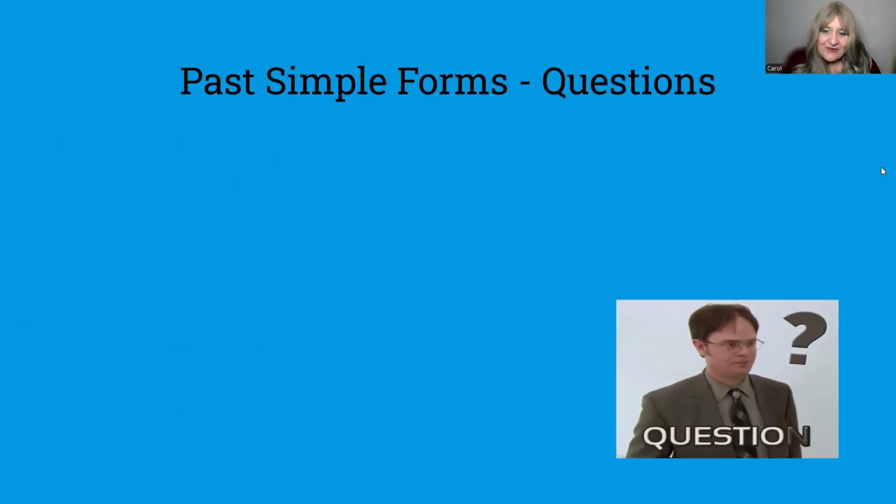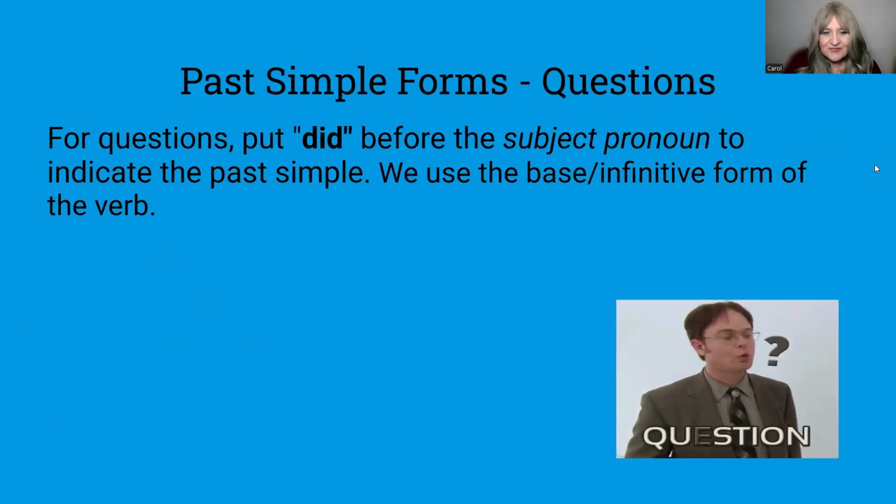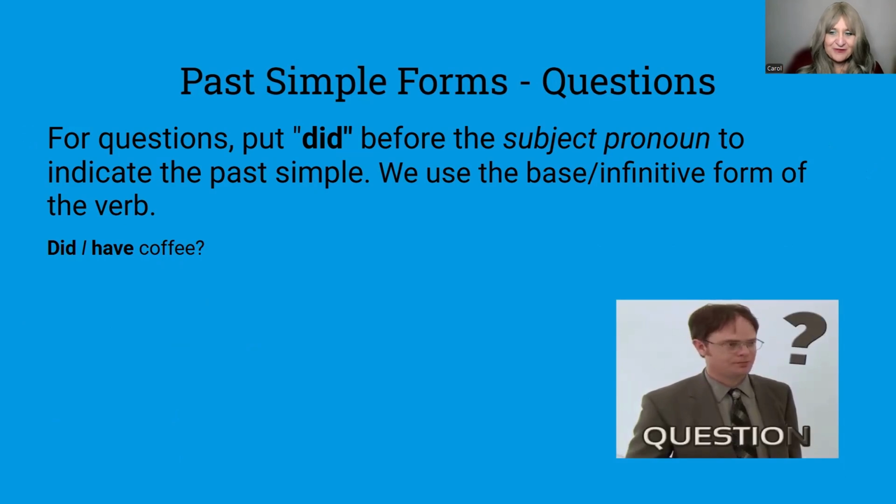Okay, so now let's have a look at how we form questions in the past simple. For questions, put did before the subject pronoun to indicate the past simple. And again, we use the base form of the verb, not the irregular form. So let's have a look at some examples. Did I have coffee? So I is the subject pronoun. So did before I, and then the base form of the verb have.